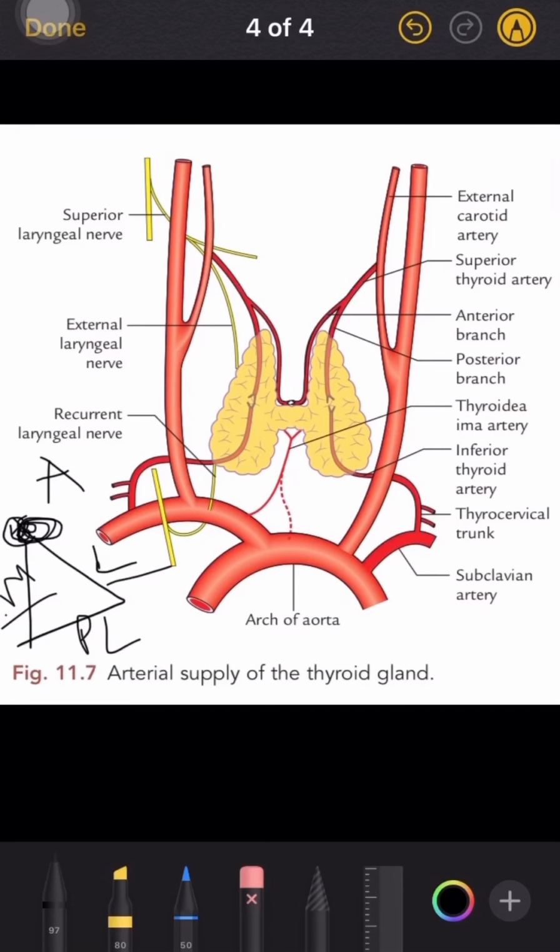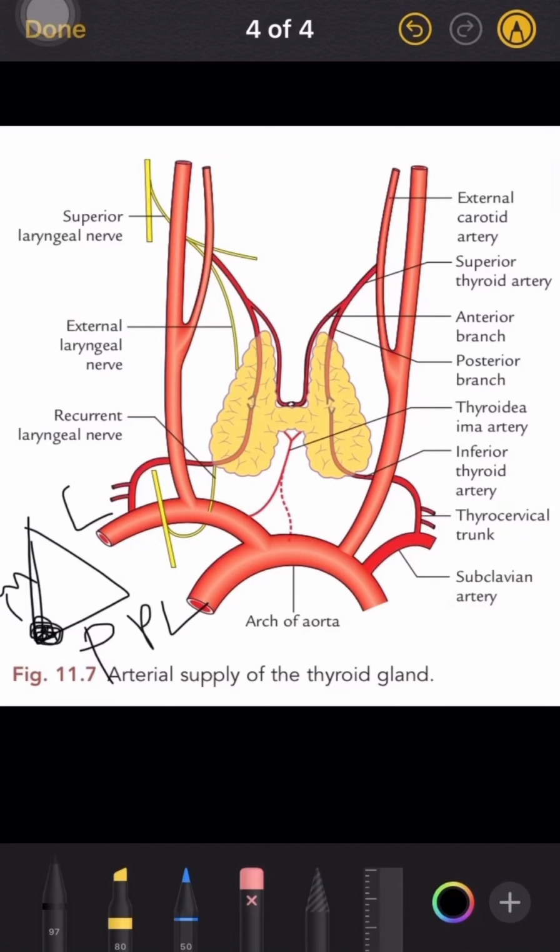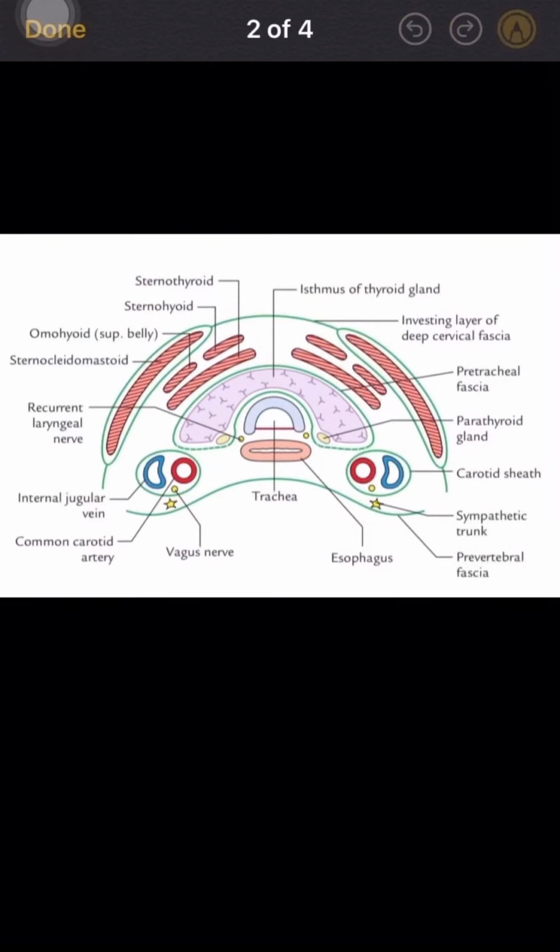The anterior border is comparatively thin and separates the medial and the lateral surface, and it is related to the anterior branch of the superior thyroid artery. The posterior border is usually thick and round, and it separates the medial surface from the posterolateral surface. There are two relations. One is the anastomosis of the superior thyroid and the inferior thyroid artery, and the second one is the parathyroid glands, as you can see in this.